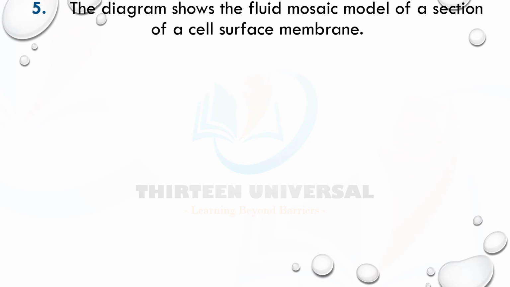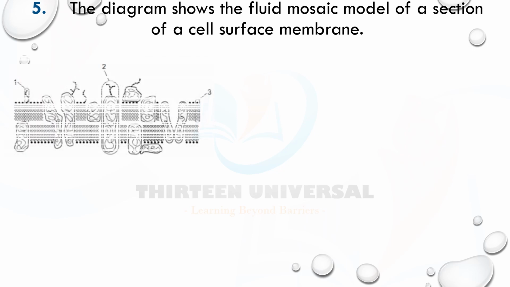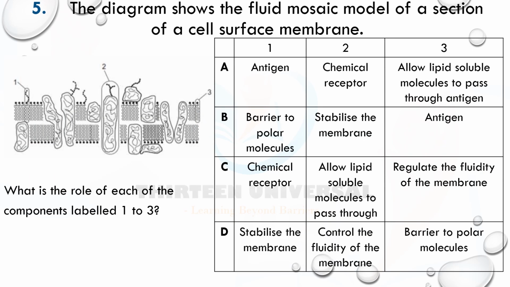The diagram shows the fluid mosaic model of a section of a cell surface membrane. Yeah, the fluid mosaic model. I hope you still remember the fluid mosaic. Fluid means that the phospholipid molecules, these are the phospholipid molecules, move around, and even the proteins move around within their monolayer.